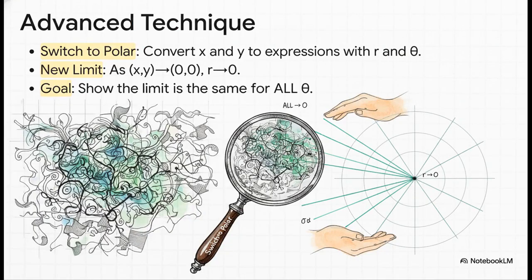The master technique here, the big guns, is to switch to polar coordinates. This lets us think about any point in terms of its distance from the origin, which we call r, and its angle, theta. Now, approaching the origin from any path simply means that the distance r is approaching 0. So our goal becomes to show that the function's value gets to the same number as r goes to 0, no matter what the angle theta is. If we can prove that the angle doesn't matter in the end, we've covered all our bases at once. This usually means we need to pull out another tool, like the squeeze theorem, to kind of trap the function and prove its final value.